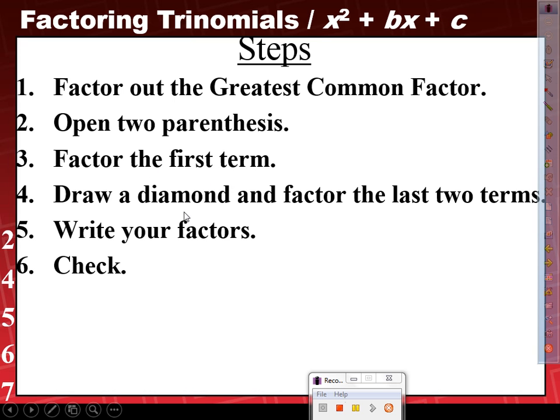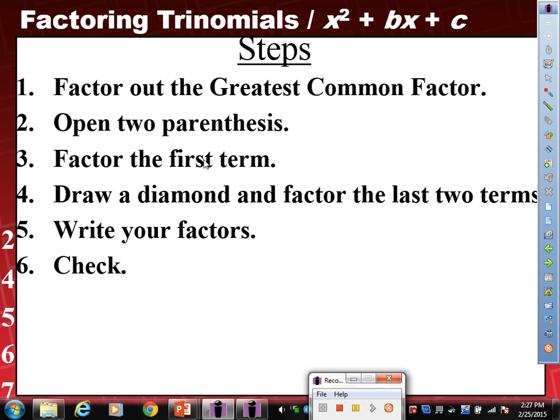Step number 4, draw a diamond and factor the last 2 terms. Number 5, write your factors. And number 6, check. Copy that, please. Number 5 what? Write your factors. And number 6, check.